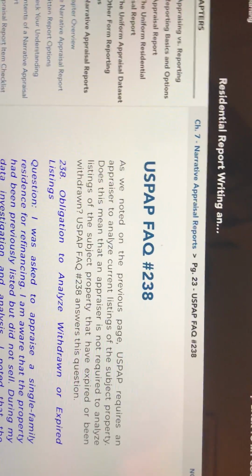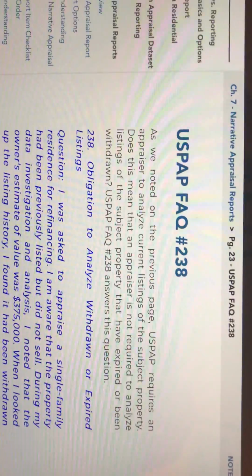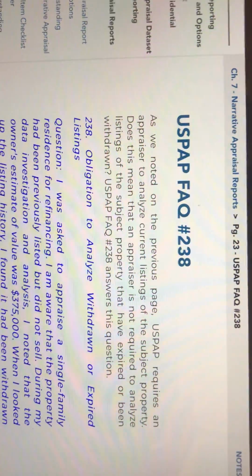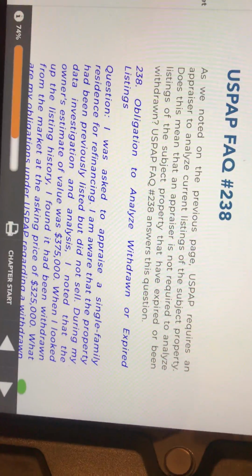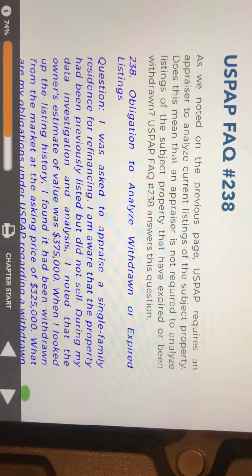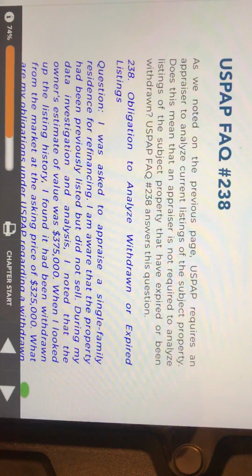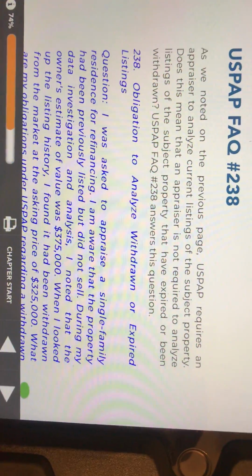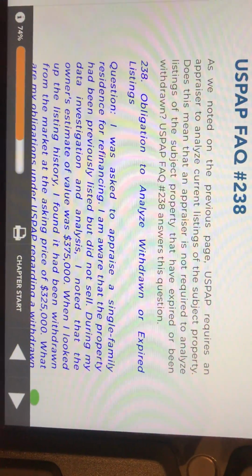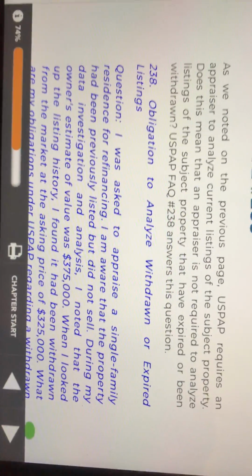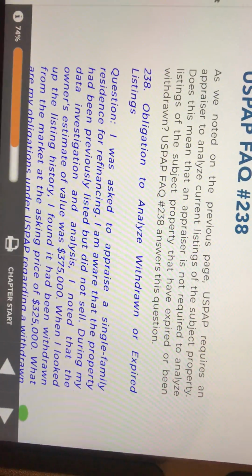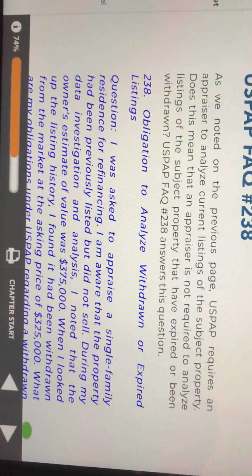Residential Report Writing and Case Studies, Chapter 7, Narrative Appraisal Reports, page 23, USPAP, FAQ number 238. As we noted on the previous page, USPAP requires an appraiser to analyze current listings of the subject property. Does this mean that an appraiser is not required to analyze listings of the subject property that have expired or been withdrawn?